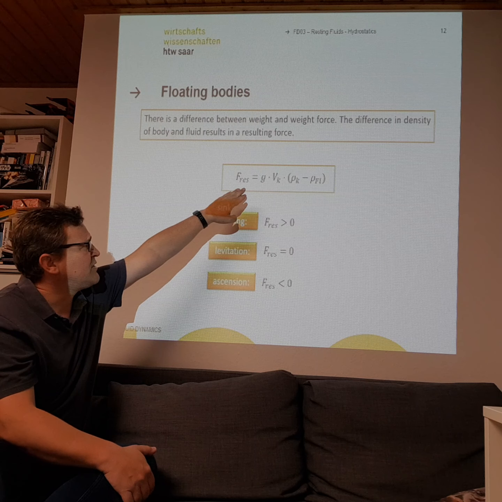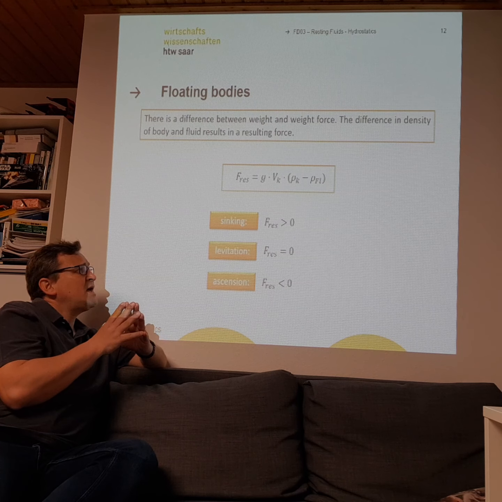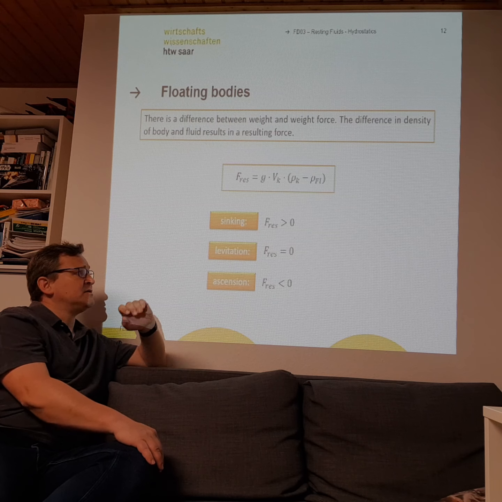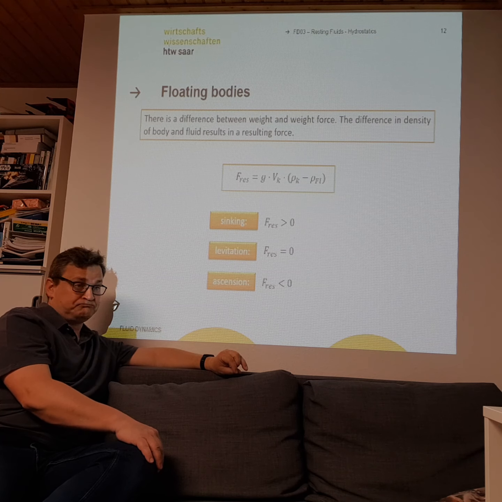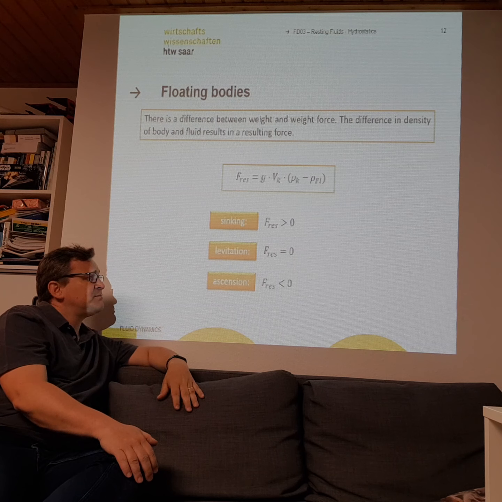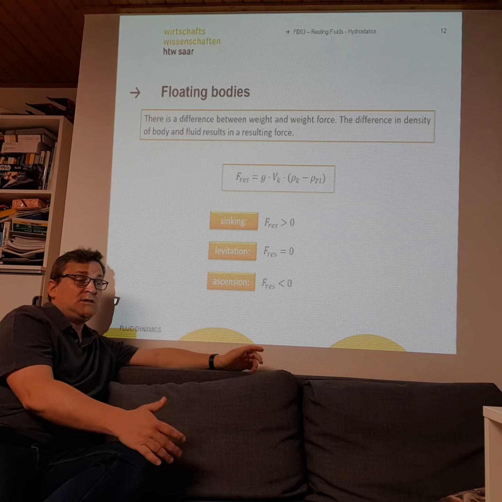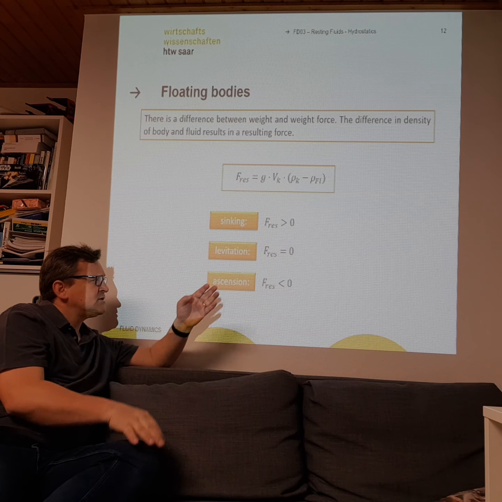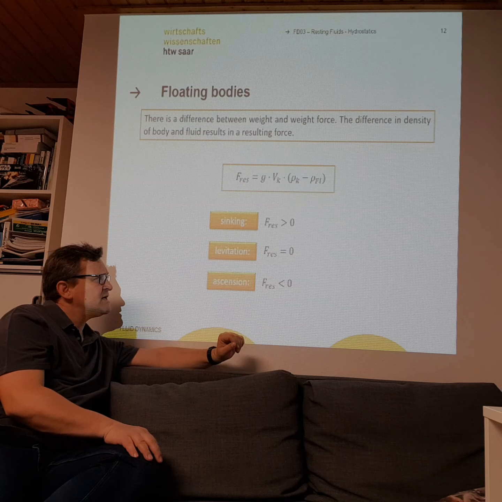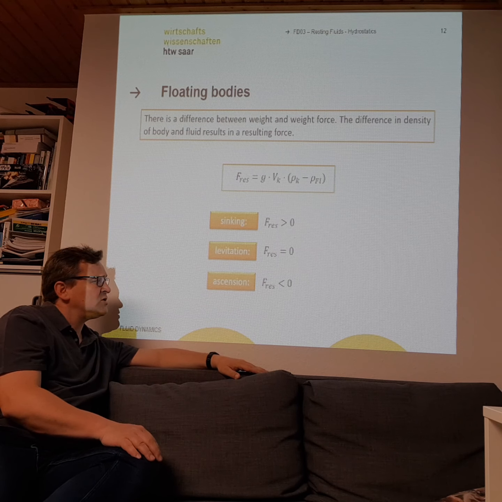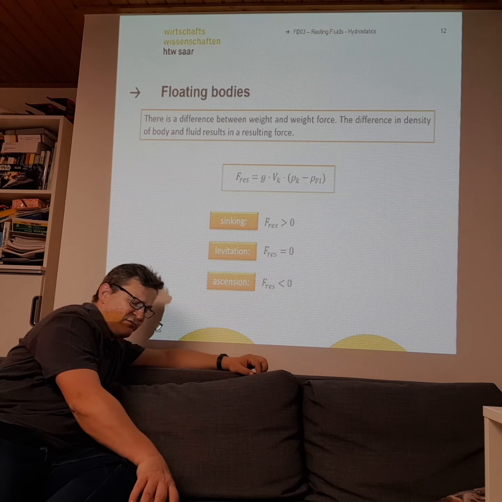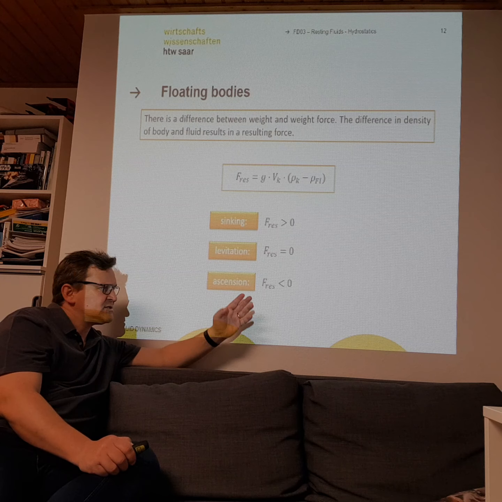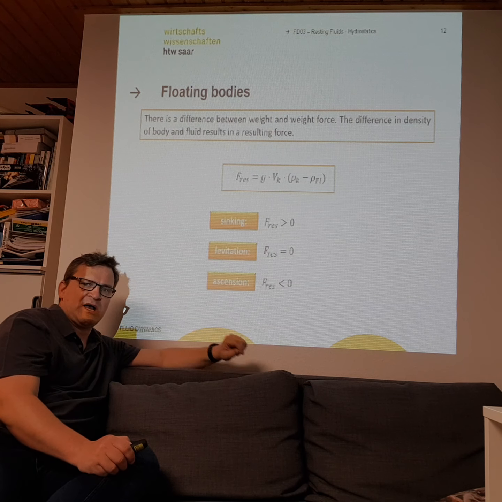The resulting force is gravity times volume of the body, times the difference between the densities. If the resulting force is higher than 0, the body will sink down. If the forces downwards and upwards are balanced, the body will not sink, it will float in the water. And if the resulting force is lower than 0, the body rises. I think that's something you should keep in mind.